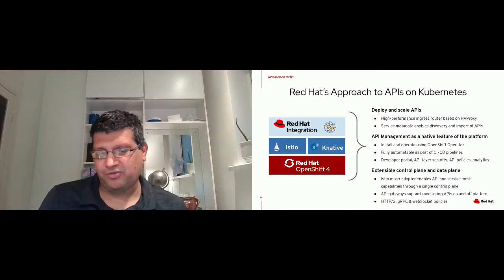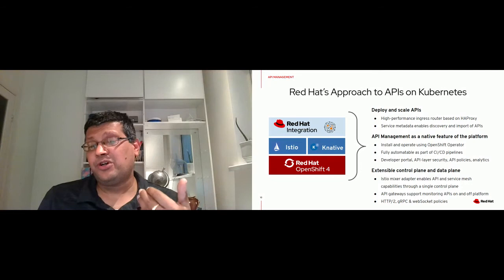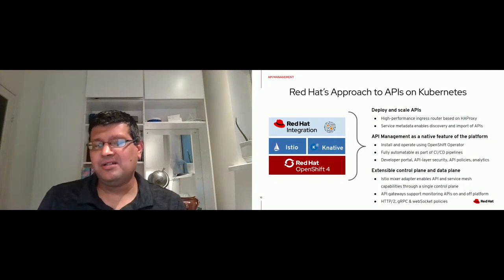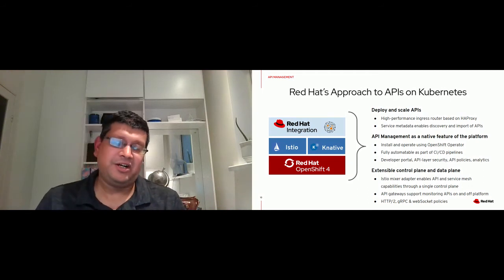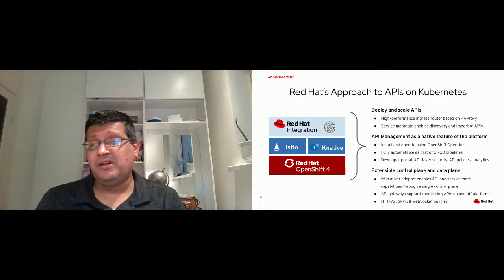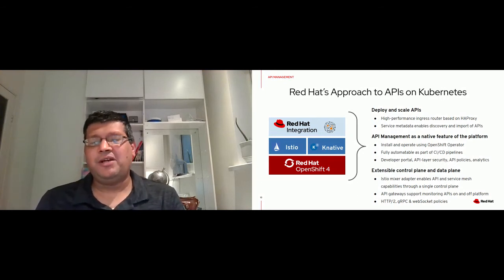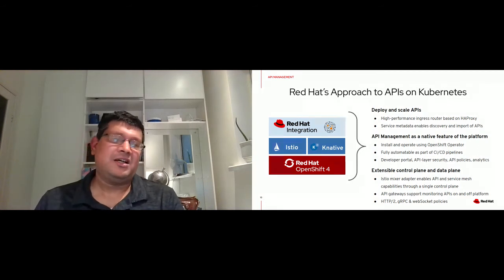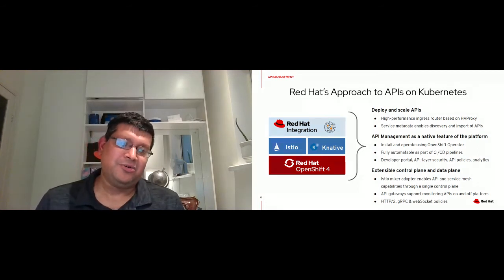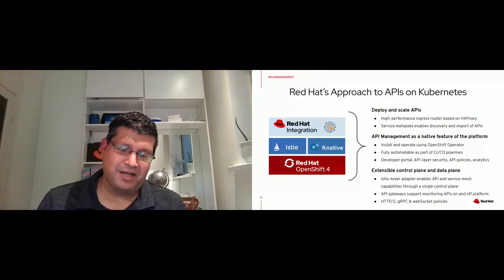Yeah, everything is supported. And then also support for the newer protocols, so going beyond HTTP and REST, to gRPC, WebSocket, or eventing protocols that are coming in. So providing more and more support using the policy framework that Red Hat 3scale provides, you will be able to support a lot more protocols directly from within the 3scale API management platform.